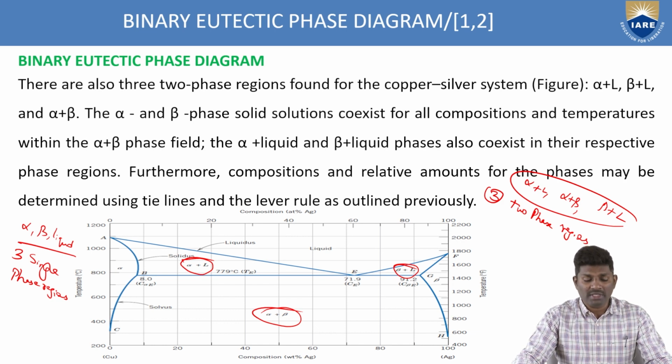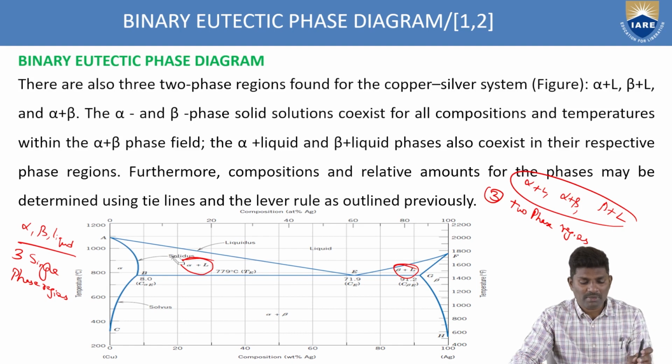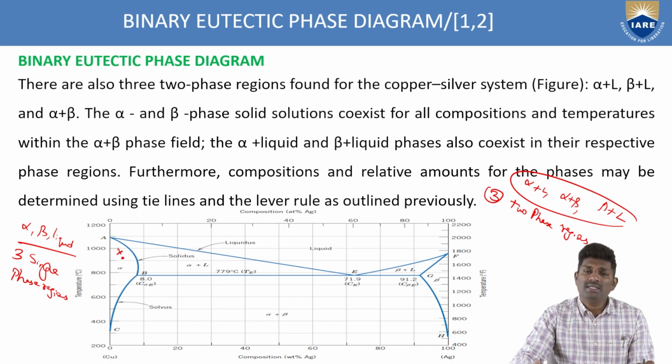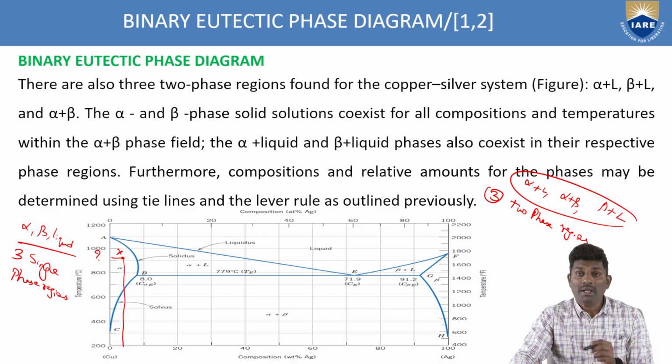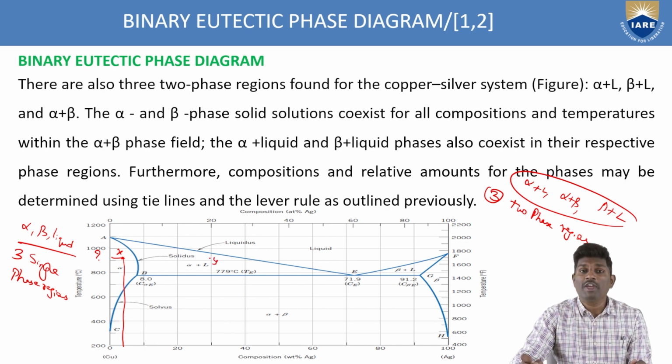And if you want to find the composition corresponding to these regions, we have to use the tie-line method. How do you draw the tie line? Suppose at this point X there is a single phase. Then I can directly draw vertical and horizontal lines along X, and I can get the temperature and the composition at this point. But in case of a two-phase region, suppose I want some point Y. Since it has two phases in this region, I have to use the tie-line method.